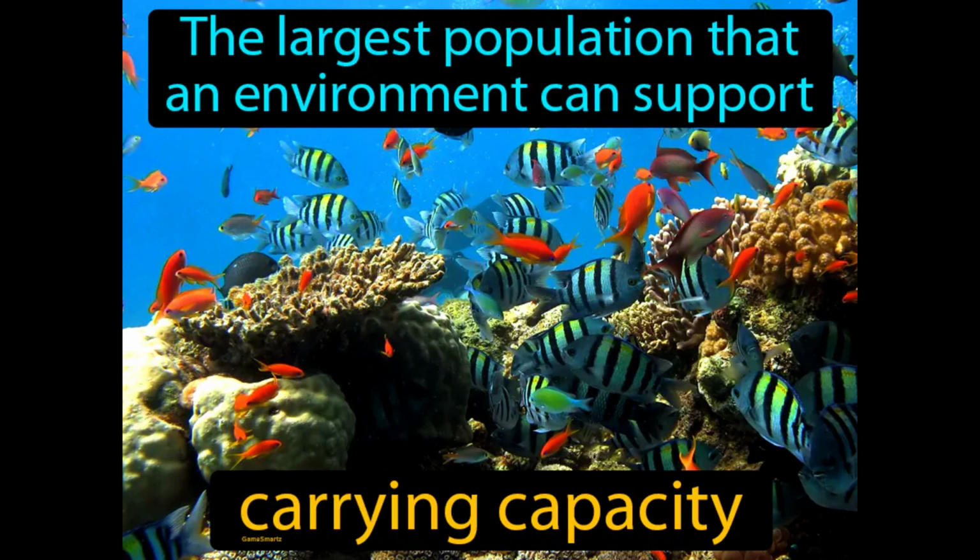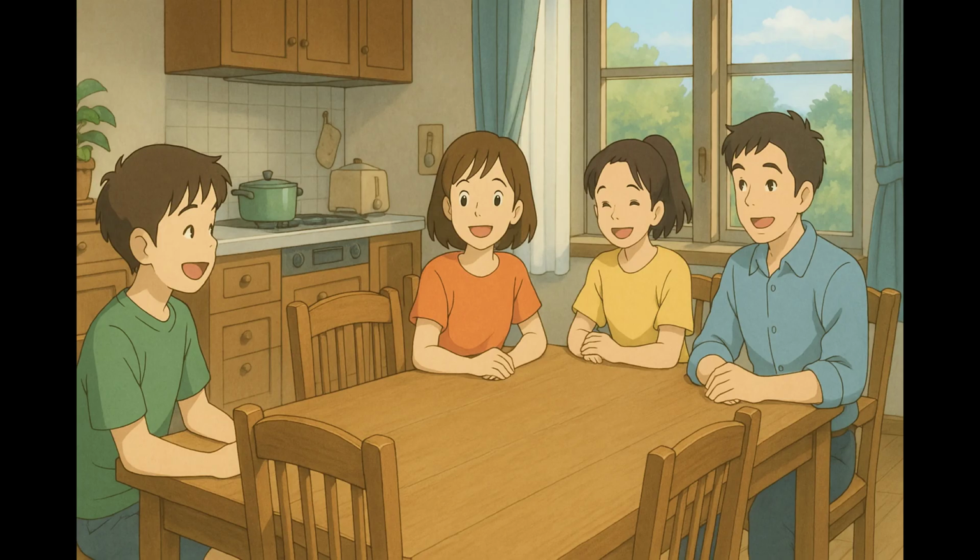The largest population that an environment can support. Carrying capacity. Carrying capacity is the maximum number of individuals an environment's resources can sustainably support without degrading. Imagine having a limited number of seats at a dinner table and trying to invite as many friends as possible. Just like how you can only invite as many people as there are seats, an environment can only support as many organisms as its resources allow.